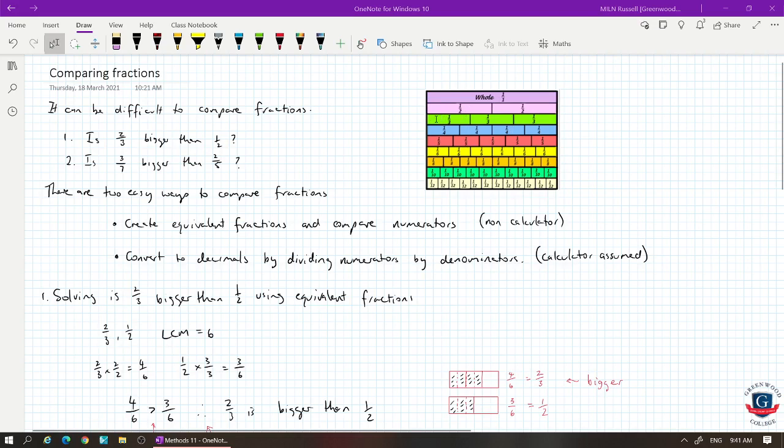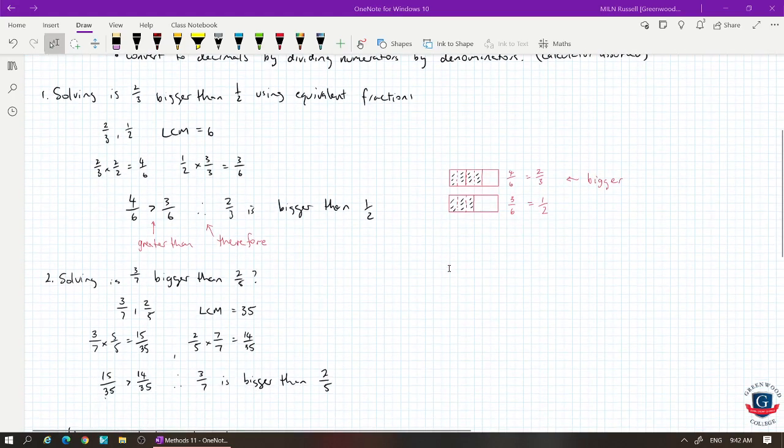Easy done. But we won't always have a fraction wall, and if we look at this next example, it's got sevenths in it, and my fraction wall doesn't have sevenths for some strange reason, so we better look at a different way of doing it. And there are two easy ways to compare fractions. One is to create equivalent fractions, and then compare the numerators, and we typically do that in the non-calculator section of a test, or if we didn't have a calculator. And the second way is to convert the fractions to decimals, by dividing the numerators by the denominators, and then comparing the decimals. So let's look at both types.